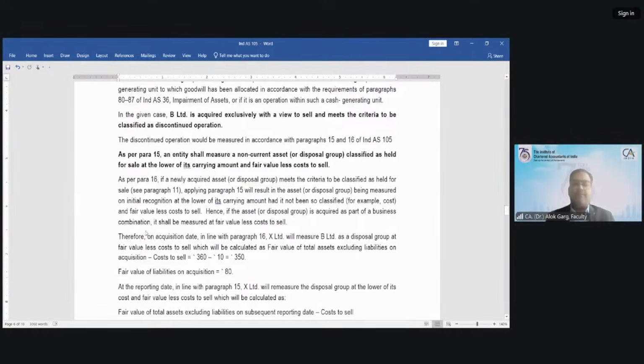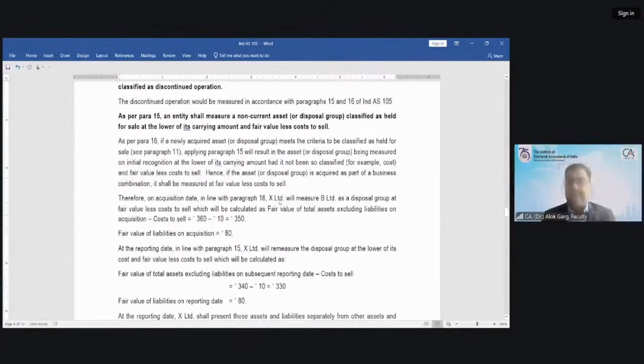Now, therefore, on acquisition date, X Limited will measure investment in B Limited as a disposal group at fair value less cost to sell, which will be calculated as fair value of total assets excluding liabilities on acquisition, which is 360 minus 10. And what is that? 350, right? So your fair value of assets is 360, cost to sell is 10. What is your fair value less cost to sell of the assets?